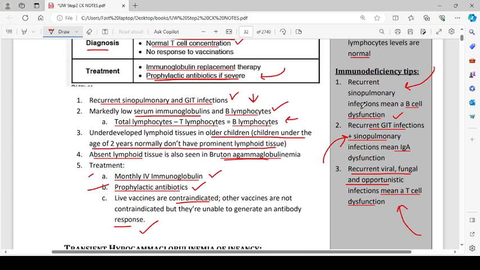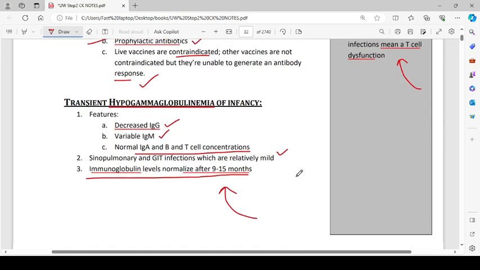Like for the sinopulmonary infections, we have B cell dysfunction as a whole. If it is specifically GIT and sinopulmonary infections, then we say it is IgA deficiency. And if we are having recurrent viral, fungal, and opportunistic infections, then T cell dysfunction is there.